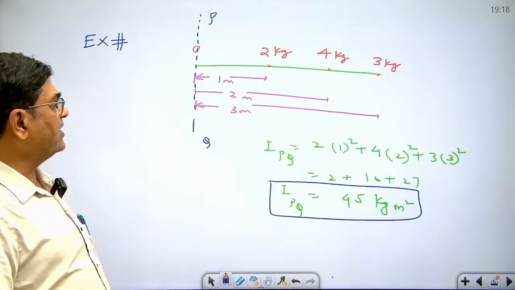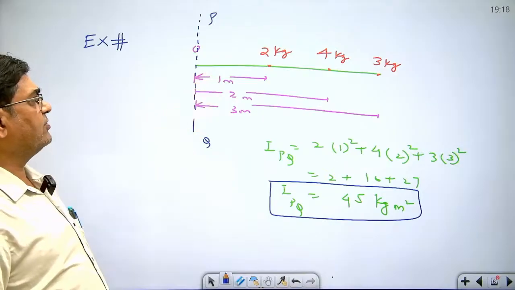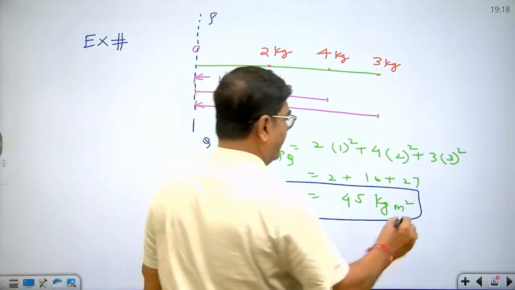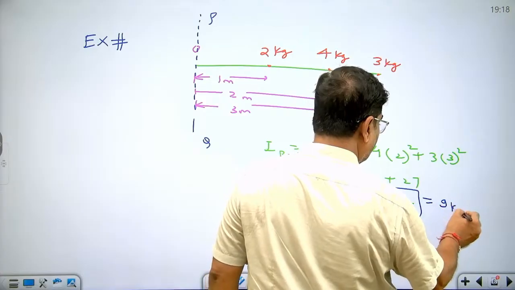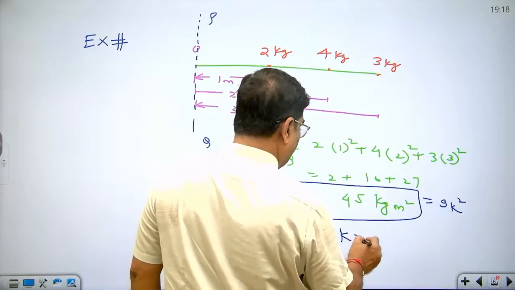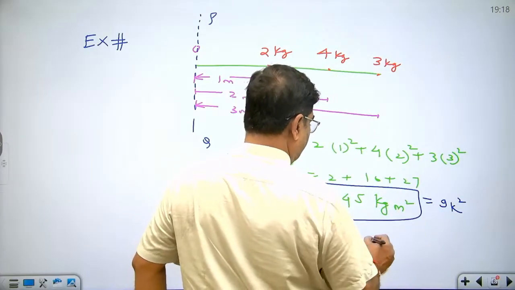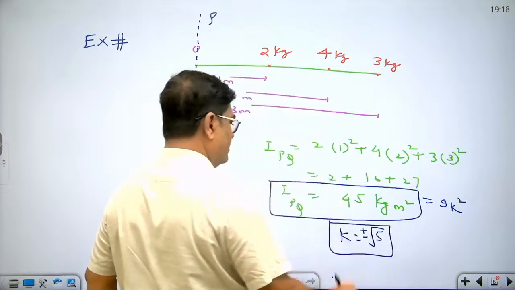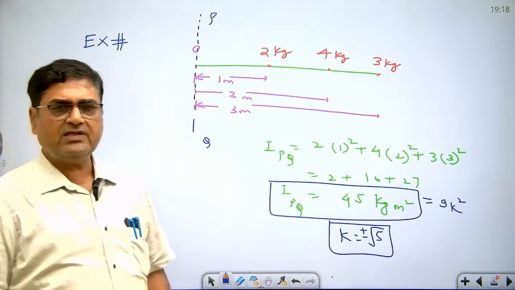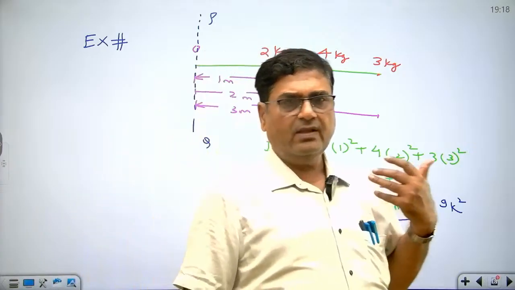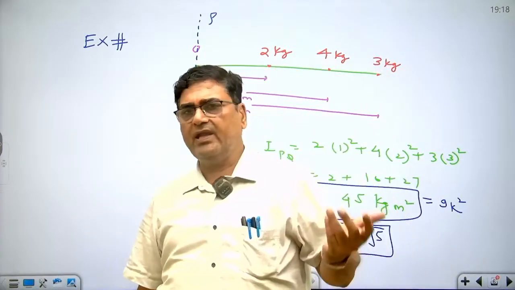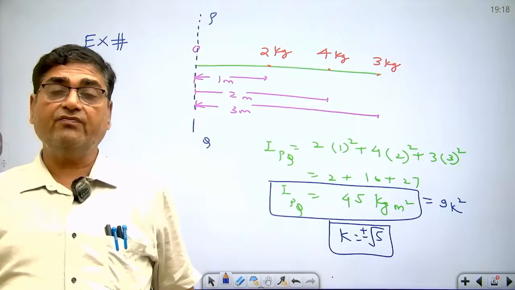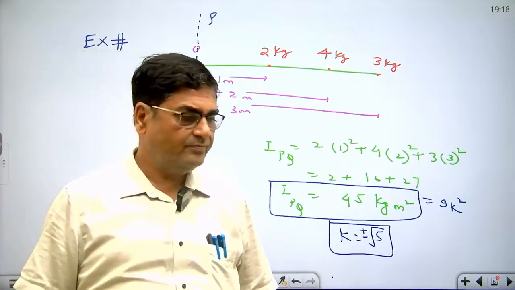Now what about radius of gyration? Total available mass is how much? 2 plus 4 plus 3. This is 2 plus 4, 6 plus 3, 9. So we write 9k square. So dear student, k is what? 45 upon 9. This is 5. So k is plus minus root 5. Okay. So this is radius of gyration. Why is it plus minus? Because the point can be on the right side or left side. Okay. So this is how we write the radius of gyration.